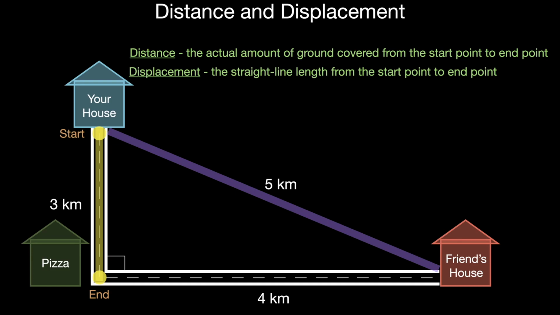And I'll leave you with this question. I want you to think about it. Then check the comments below for the answer. What is the total distance and total displacement for your entire trip, if you were to leave your house, then visit your friend's house, then grab a slice of pizza, and then return back home? Consider the definitions of distance and displacement carefully.